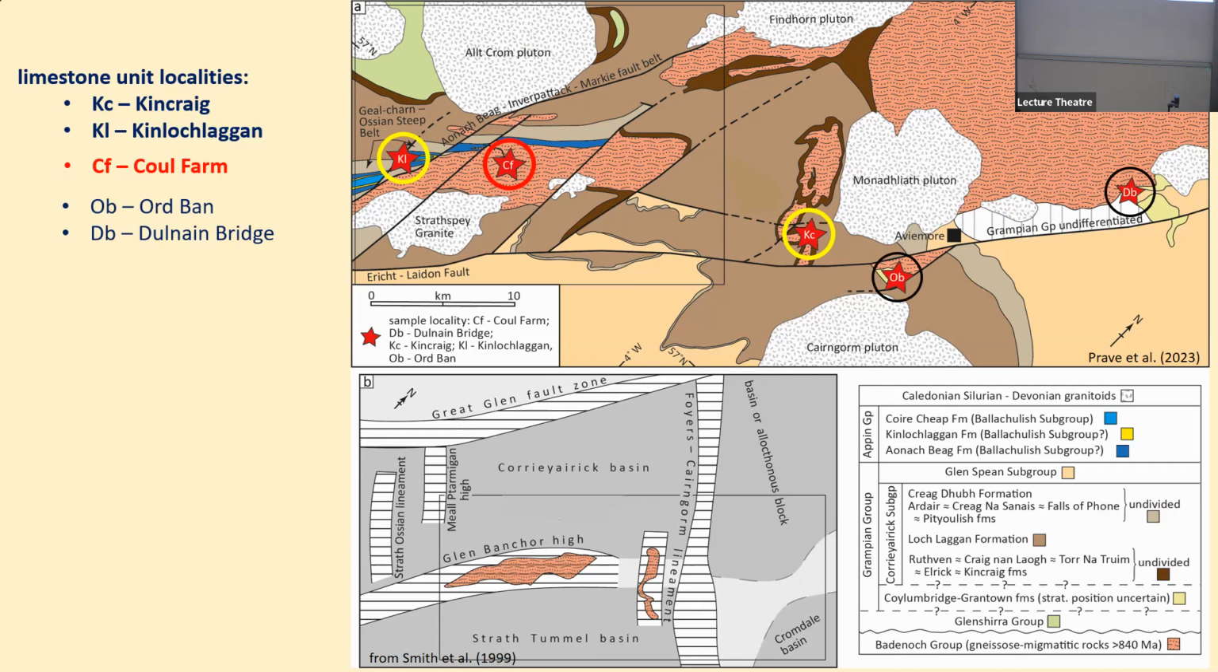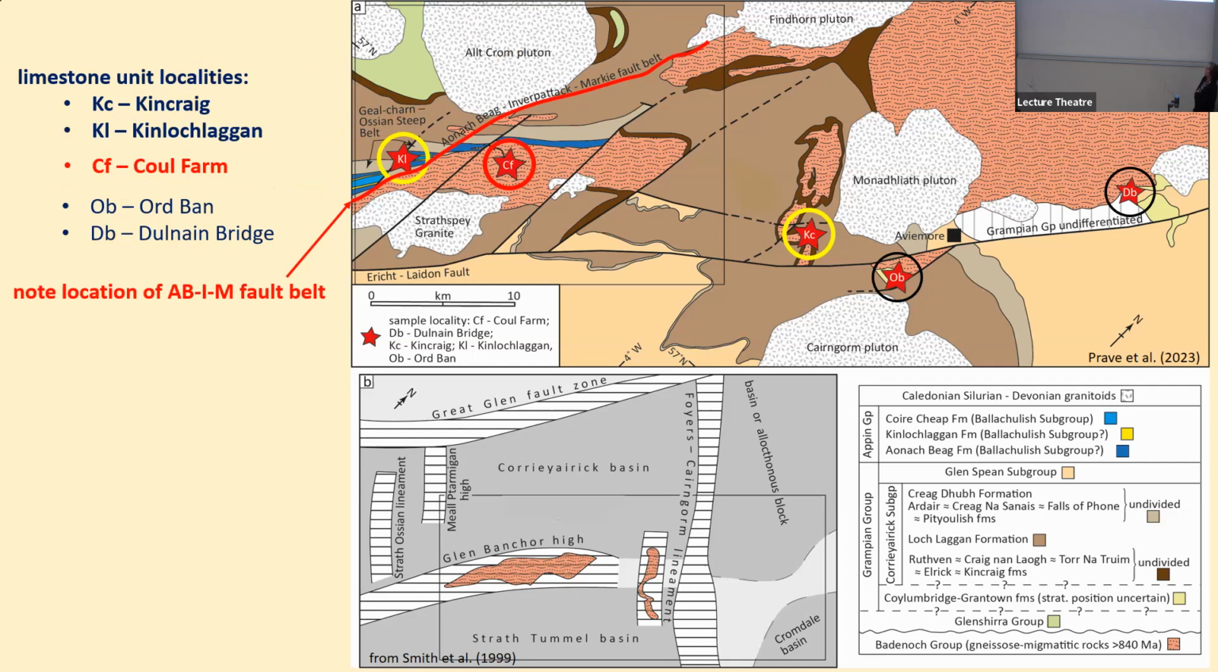Two other exposures of carbonate limestones that I'm not going to talk about in detail, but I will bring some data in from those two, Ordban and Dolnain Bridge. These are limestone units occurring in this lower part of the Dalradian supergroup, the Grampian group. And what I want to highlight particularly is this major fault system.